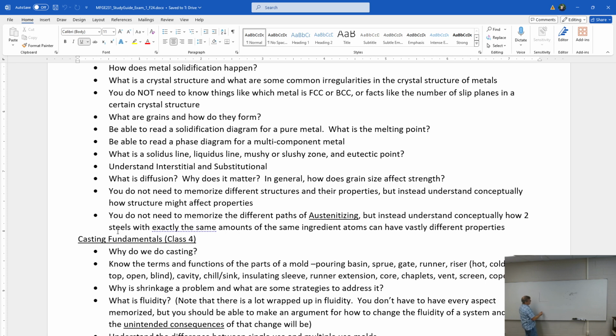Because remember, I have something where I've got 0% of one and 100% of the other one. And so I will have some phase diagrams that look like this. And this is just two materials, but not a eutectic. And so what is this line called? Solidus. The solidus line, this one? Liquidus line, and in the middle? Slush. The slushy zone, that's right.